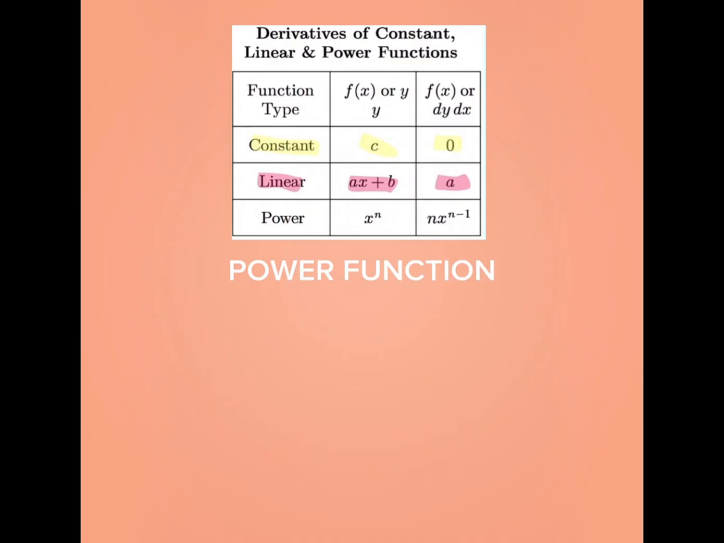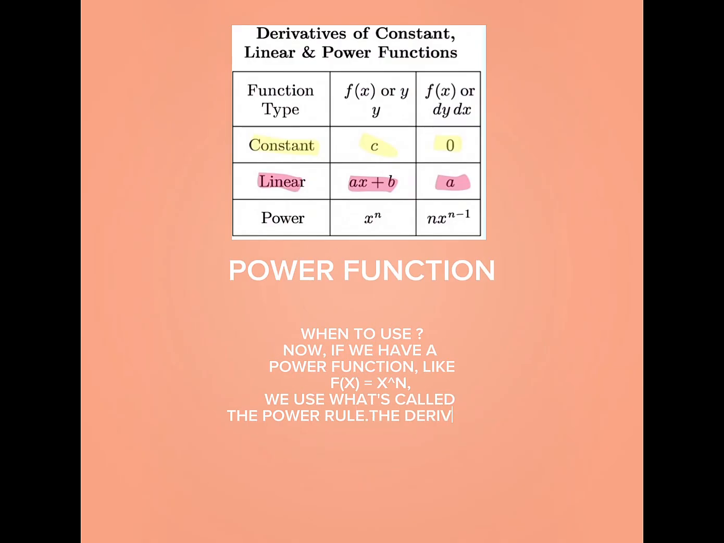And last but not least is the power function. If we have a power function like f(x) equal to x to the power of n, we use what is called the power rule. So the derivative will become n x to the power of n minus 1. This rule is super useful and we'll use it a lot in calculus.